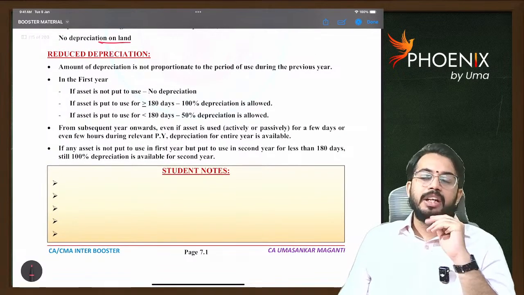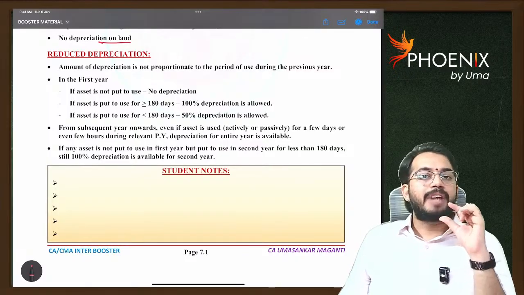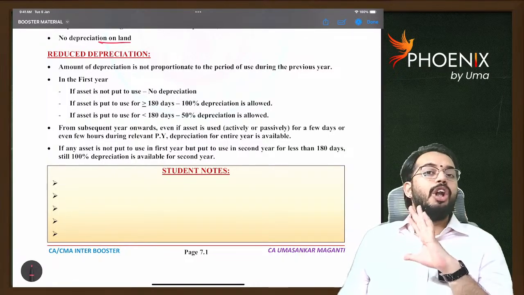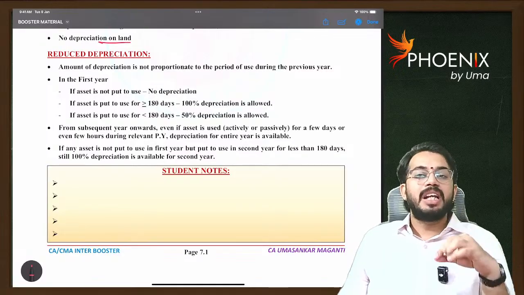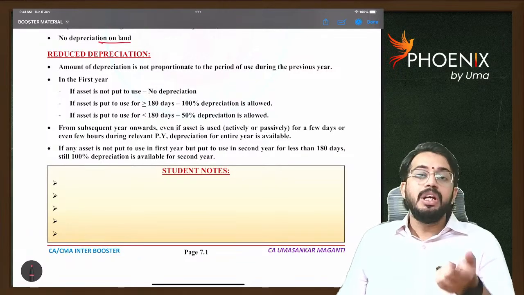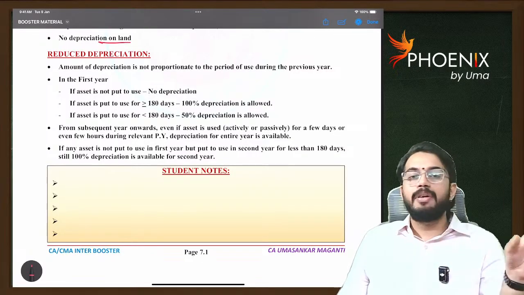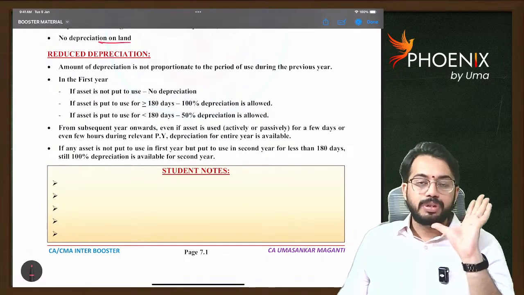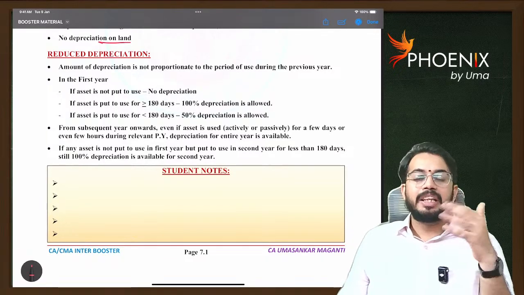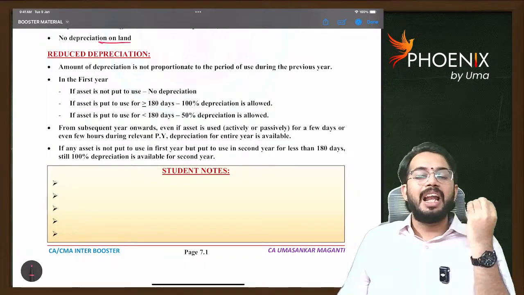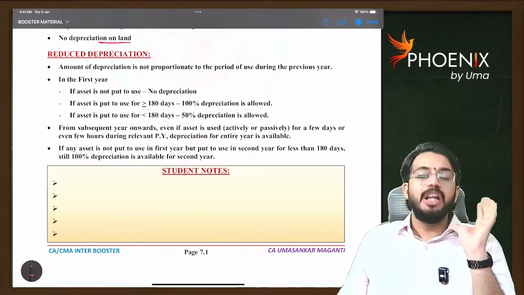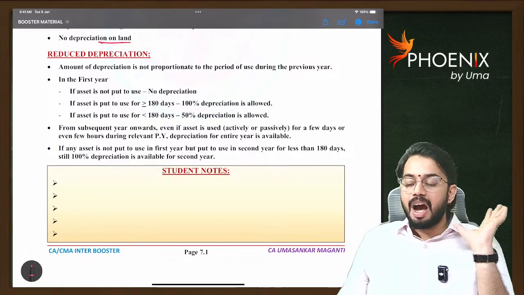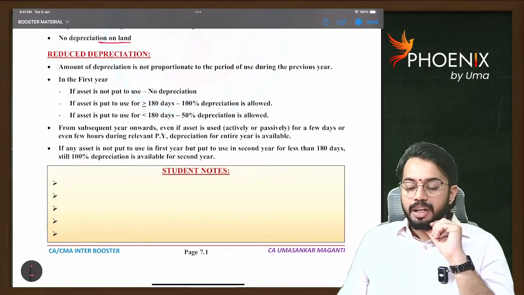Reduced depreciation. Generally, for calculating depreciation under the Income Tax Act, what is relevant is not the date of purchase. What is relevant is the date of put to use. So depreciation is not calculated from the date of purchase. Depreciation is calculated from the date of put to use. If an asset is put to use for greater than or equal to 180 days, we will calculate the full rate of depreciation. If the asset is put to use for less than 180 days, then we will calculate the half rate of depreciation. Are you able to understand?